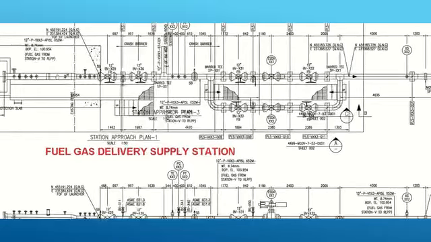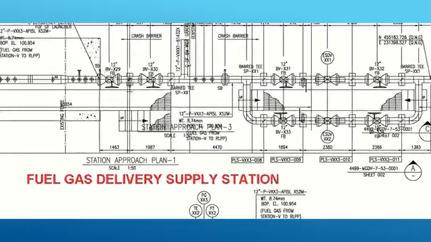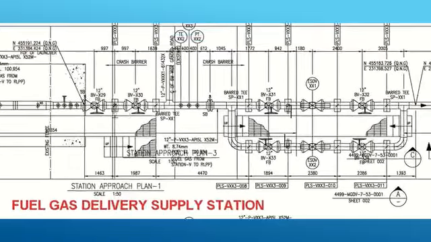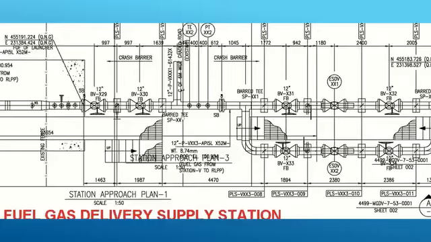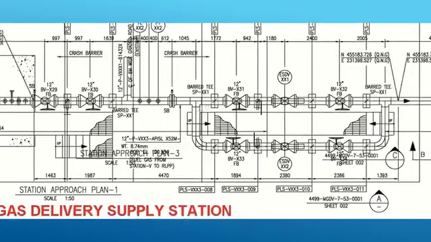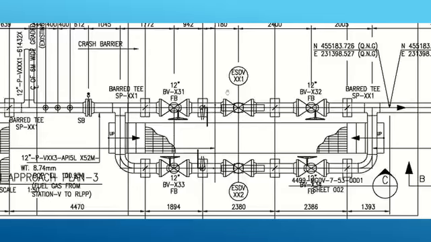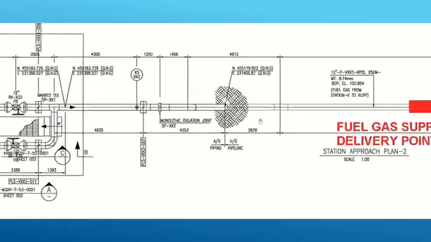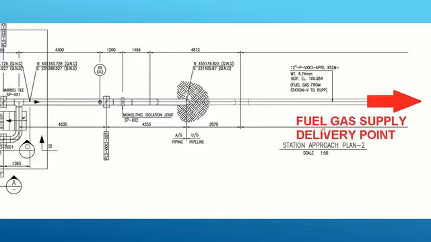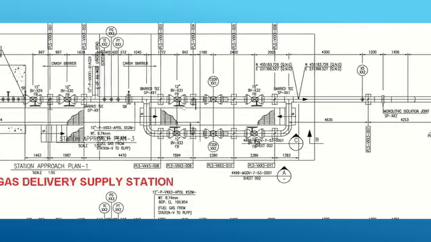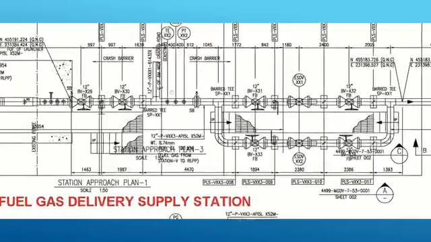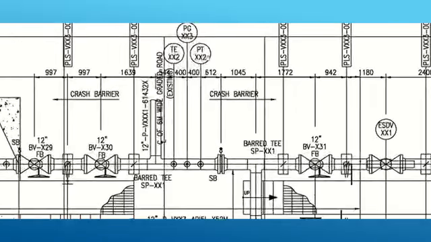This is the pig launcher and the remaining components: ball valve, barred T, emergency shutdown valve, and up to the point of fuel gas delivery point. There are also several instrumentation like TE and PT.